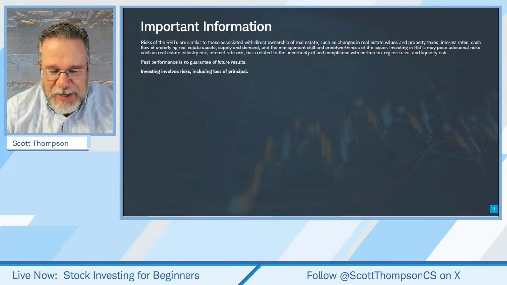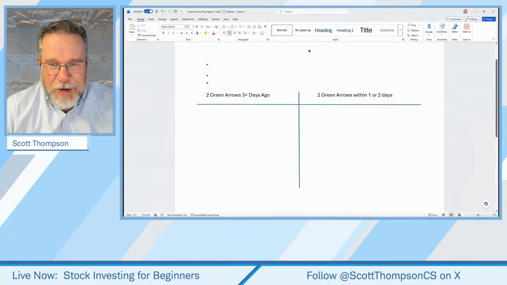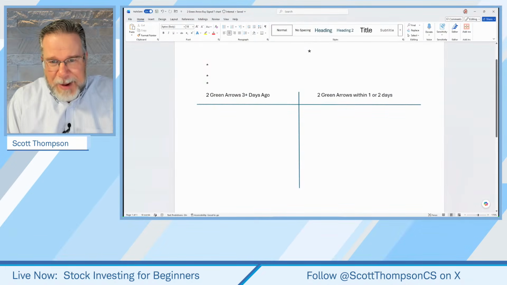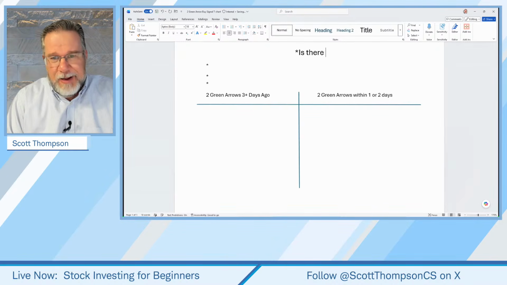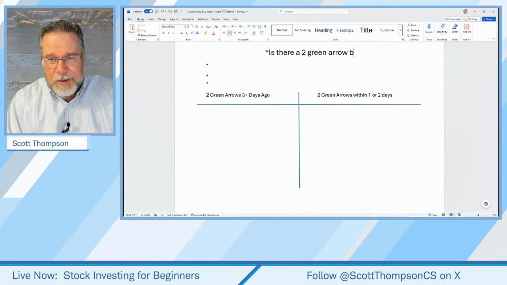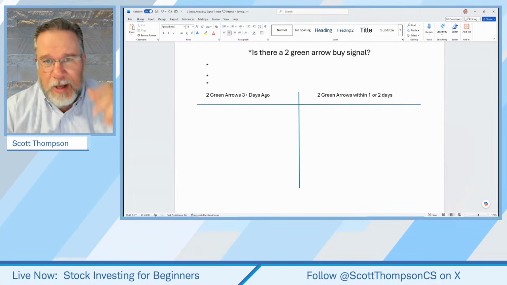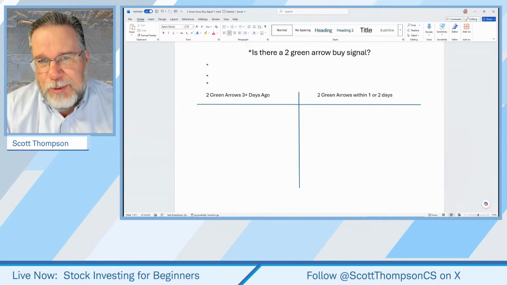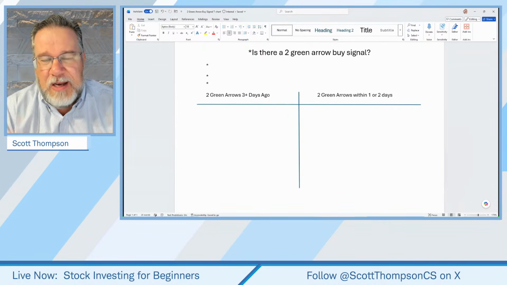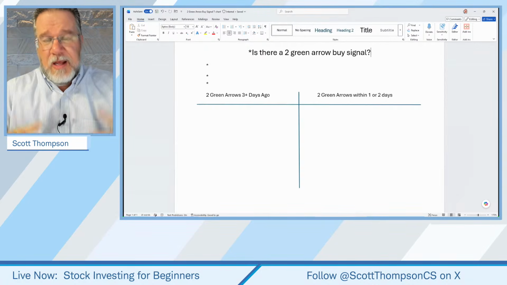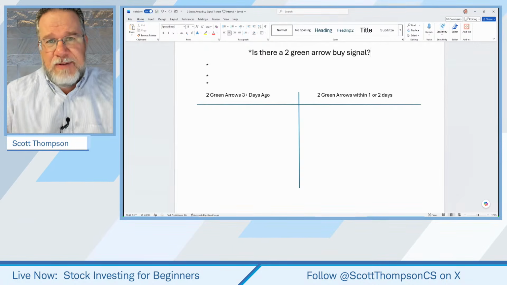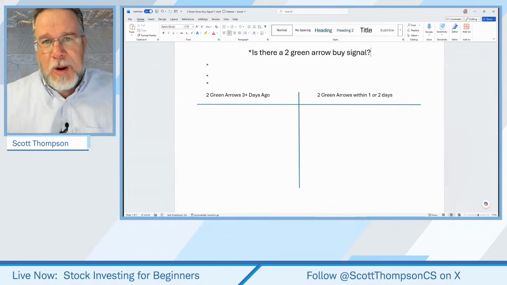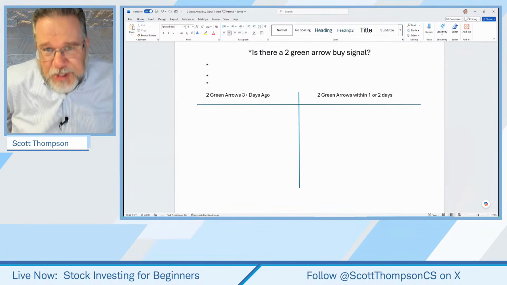Let me share my screen. I want to fill out a little Word doc here with you. So the game today is: is there a two green arrow buy signal? What we're going to be going through is kind of the daily routine that I've used for years when I'm trying to determine, if I've got capital to invest or if I've got some time to look through my watch list, the process of doing that.